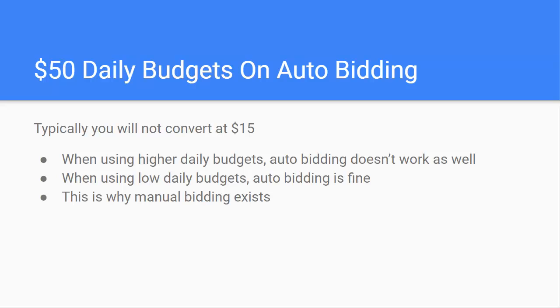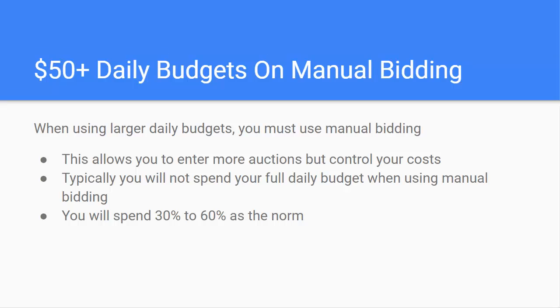But this is why manual bidding exists, because we have to be able to go to $50 plus daily budgets, and we do that with manual bidding, okay? So when using larger daily budgets, you must use manual bidding. There's no two ways about it, okay? You can't really make it work very well long term on auto bidding. This allows you to enter more auctions but control your costs at the same time.